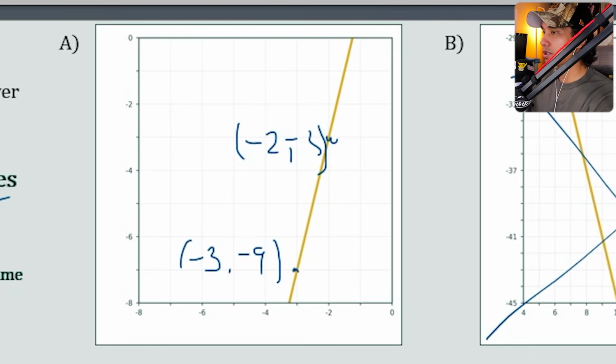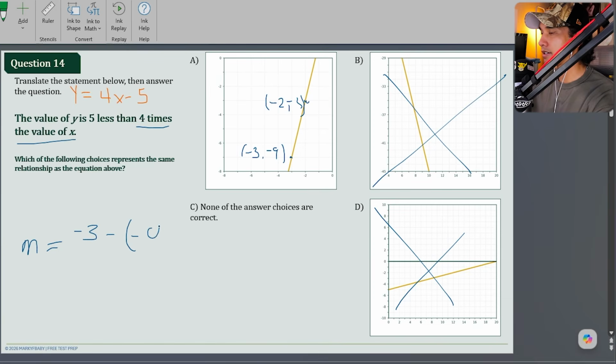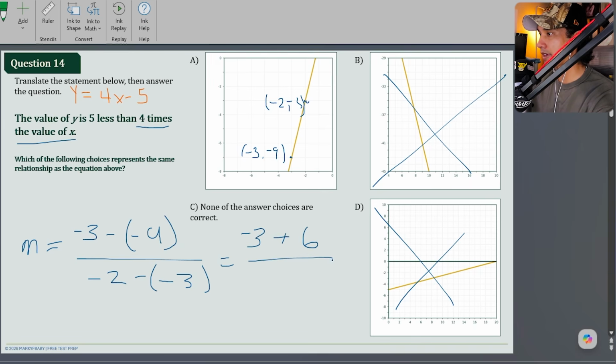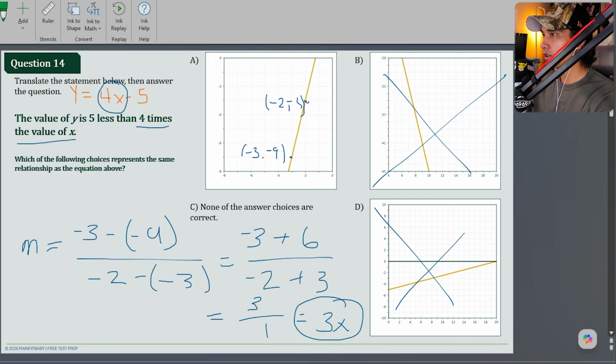Okay. So I'm going to do the change in y over the change in x, and that's going to give me -3 minus -9 over -2 minus -3, giving us 6. I'm going to just write it out because the mental math is hurting my brain right now. -2 plus 3 gives me 1, so 6 over 1 equals 6... that's 3x, which is not our slope here. It's 4x. So yeah, A is wrong.